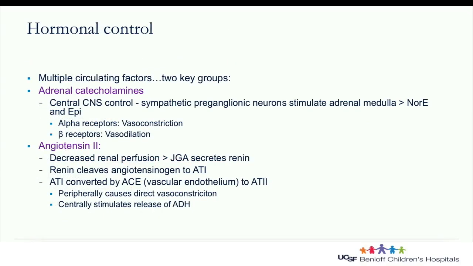In terms of circulating factors that impact systemic vascular resistance, the two key groups are the circulating catecholamines, released from the adrenal medulla, which act via the adrenergic receptors on the vasculature and the myocardium, as well as the production of angiotensin II in the kidney, which is produced in response to decreased renal perfusion. Both of these serve to cause increased vascular tone, and in the case of angiotensin, increased production of antidiuretic hormone and water retention.